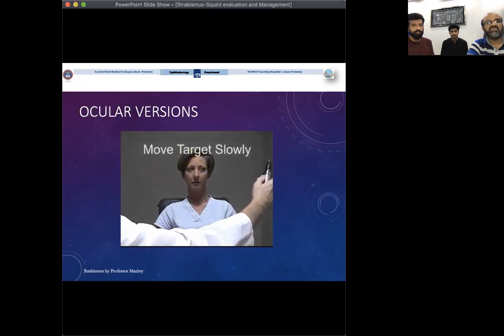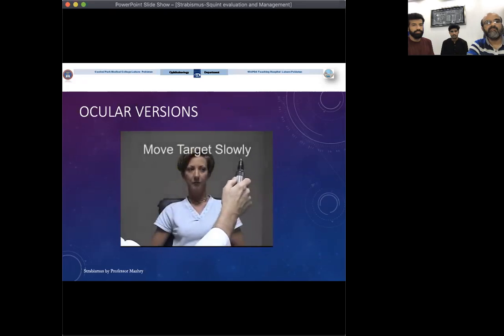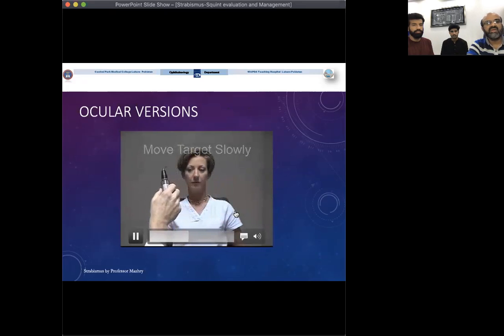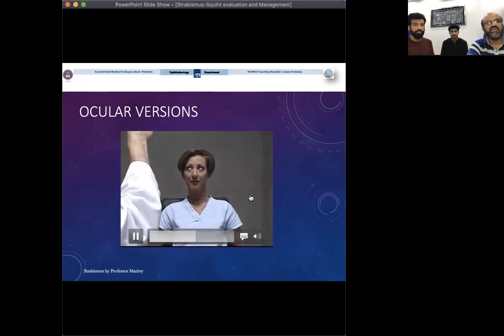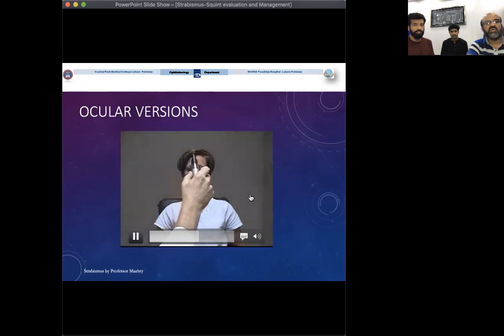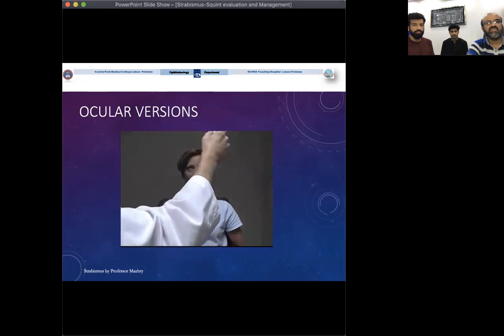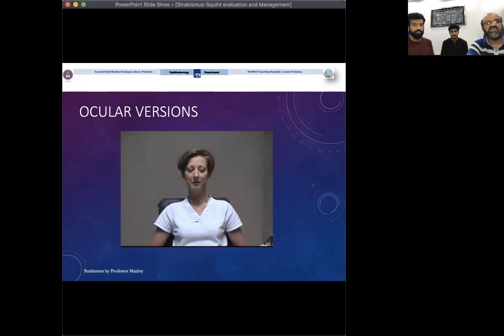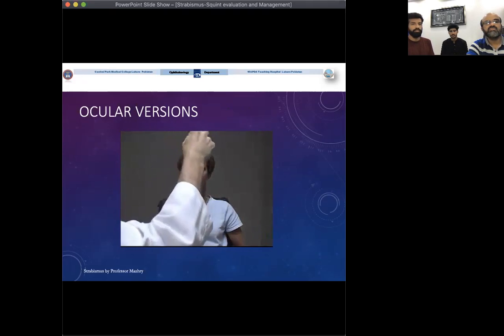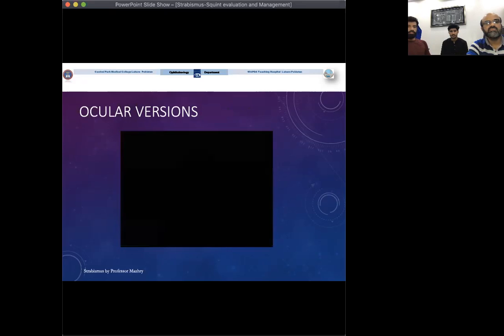Left lateral rectus, right medial rectus. Move the target slowly. Right lateral rectus, left medial rectus is being evaluated. Right superior rectus, left inferior oblique. Left inferior rectus, right superior oblique. Right inferior rectus, left superior oblique. And straight up and down. Clear?